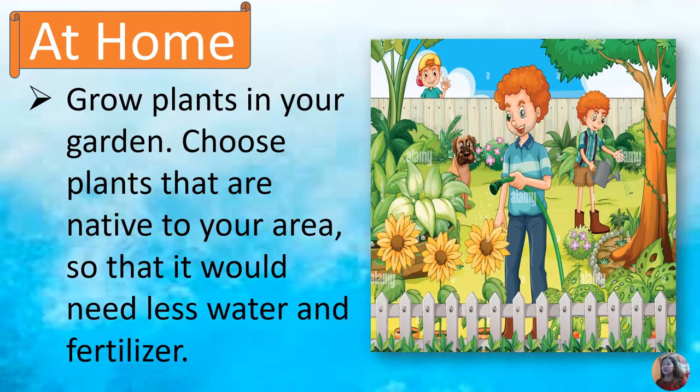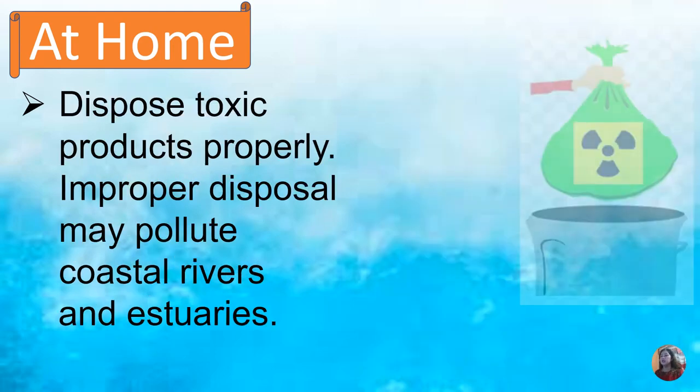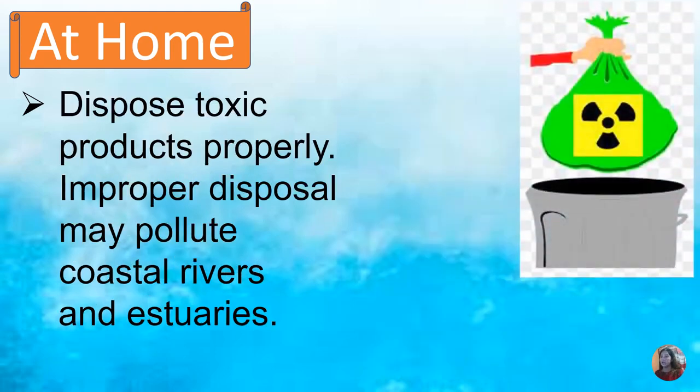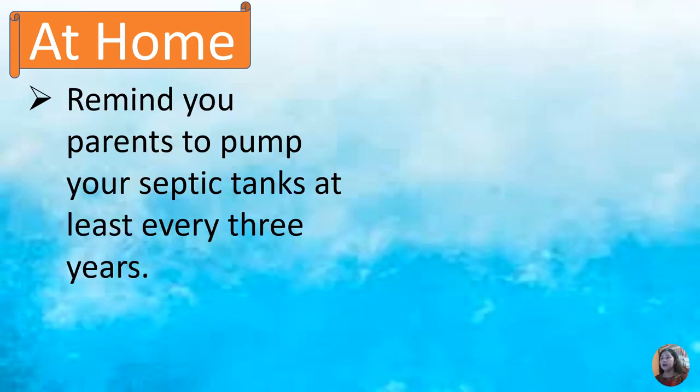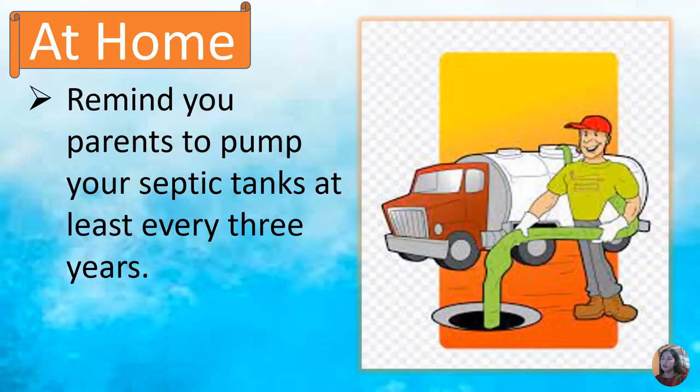Grow plants in your garden. Choose plants that are native to your area so that it would need less water and fertilizers. Dispose of toxic products properly. Improper disposal may pollute coastal rivers and estuaries. Remind your parents to pump your septic tanks at least every 3 years.